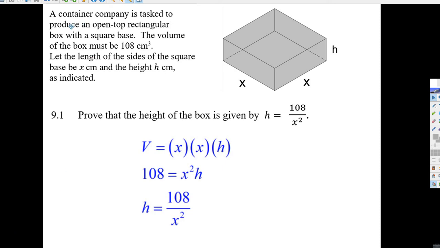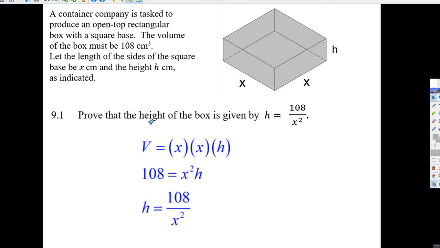Okay, let's try this question. A container company is asked to produce an open top rectangular box, so there's no top on the box. The volume of the box is 108 cubic centimeters. Let the length of the sides of the square be x and x, and the height to be h. Okay, you've got a picture of it. There it is.